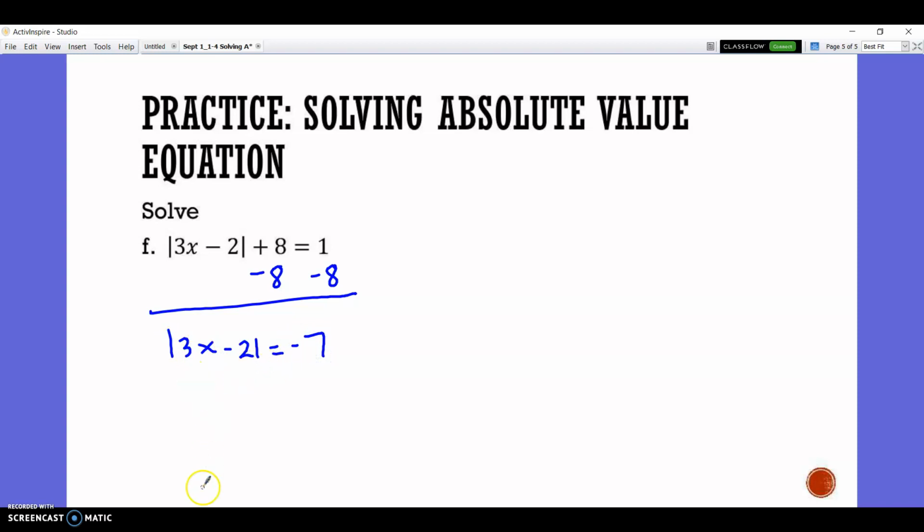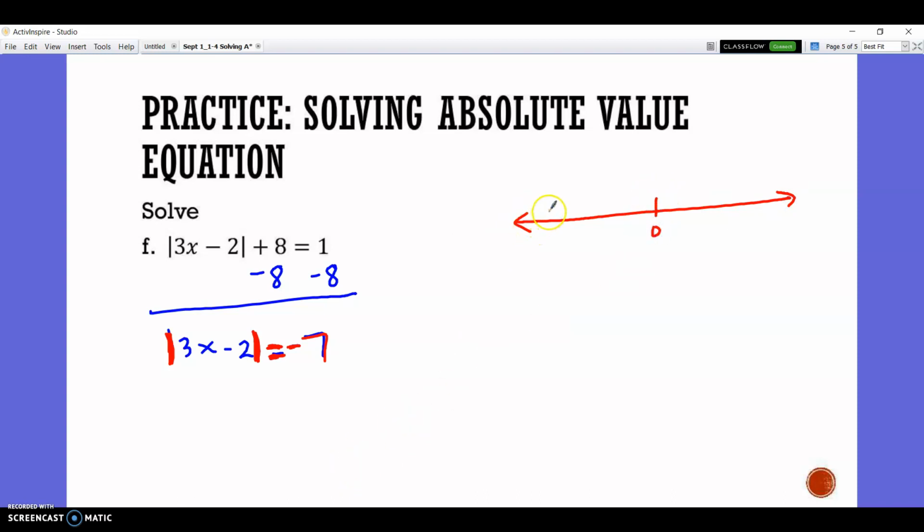So I want to get that absolute value by itself. The absolute value needs to be the only thing on the left side of the equal sign. So here's my equal sign, here's the absolute value. Now, the absolute value of some number is equal to negative 7. That's never true. When we talk about absolute value, like the first video said, it's always positive.